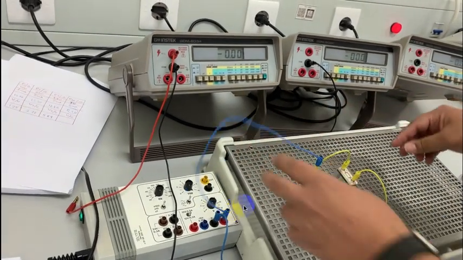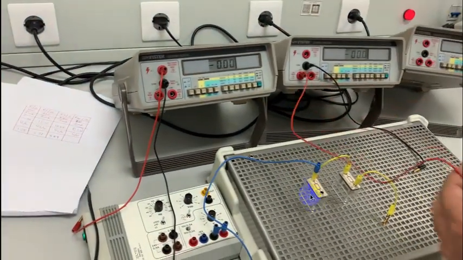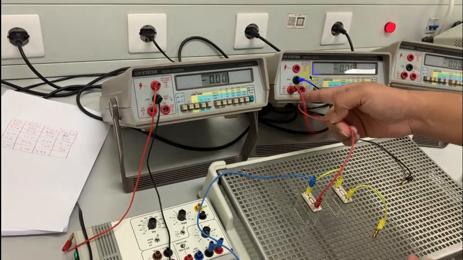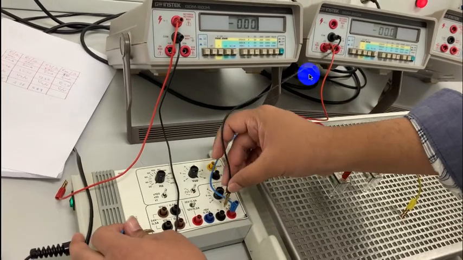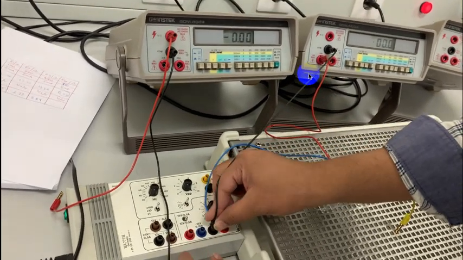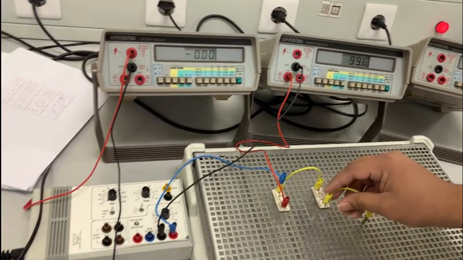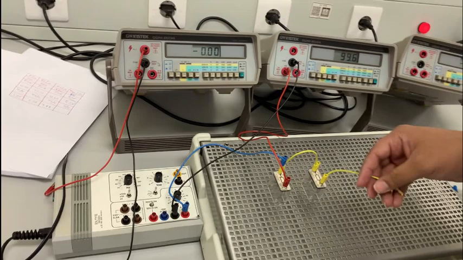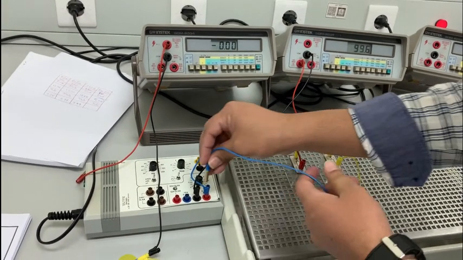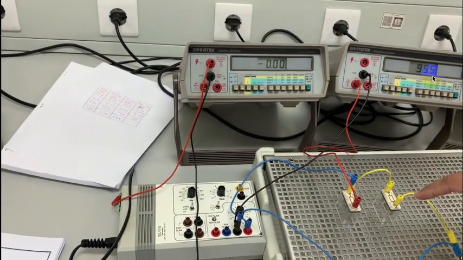Supply is connected at these two points. Let us take the wire and connect the red point from here to the ammeter, and from the ammeter to the 0, the common of the supply. And from this point again to the common, to the 0. Just make the extension and make it to 0. So how much is it? Now the current I1 is 99.5.